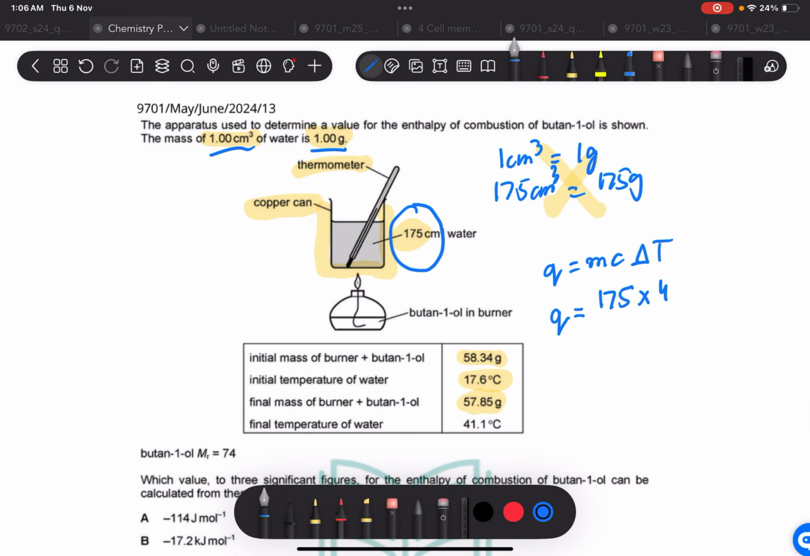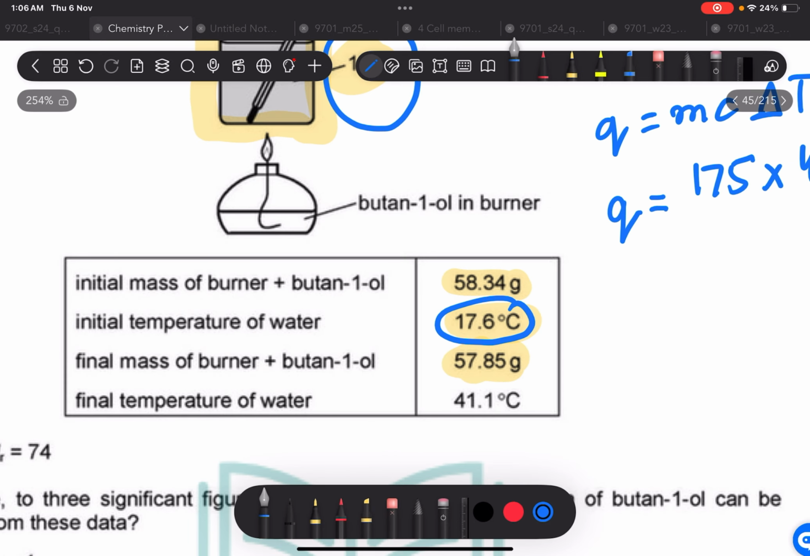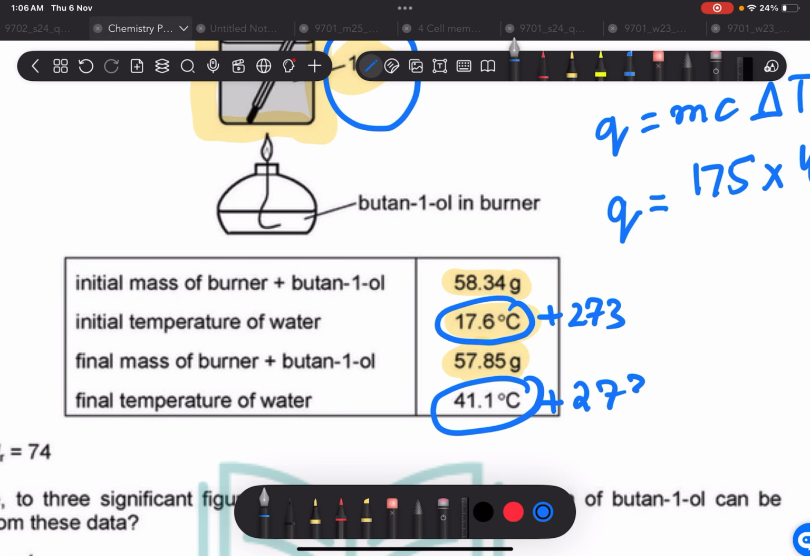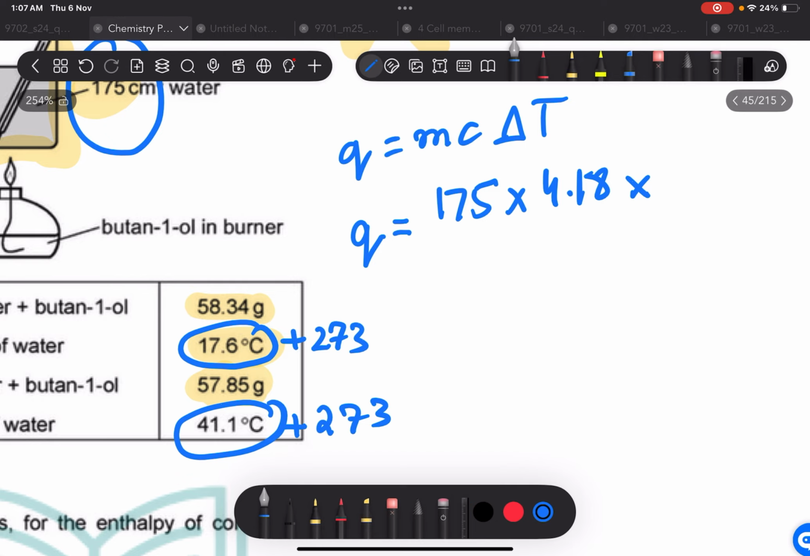So this is going to be 4.18 multiplied by the change in temperature, but the change in temperature has to be in Kelvin. This is in degrees Celsius, but when you add 273 and convert them into Kelvin, the change in temperature comes out to be the same. In degrees Celsius and Kelvin, the change comes out to be the same. That does not mean Kelvin and degrees Celsius are the same. But if you are comfortable, first convert and then find the change. But I know the change is the same, so I'm going to put 41.1 minus 17.6.